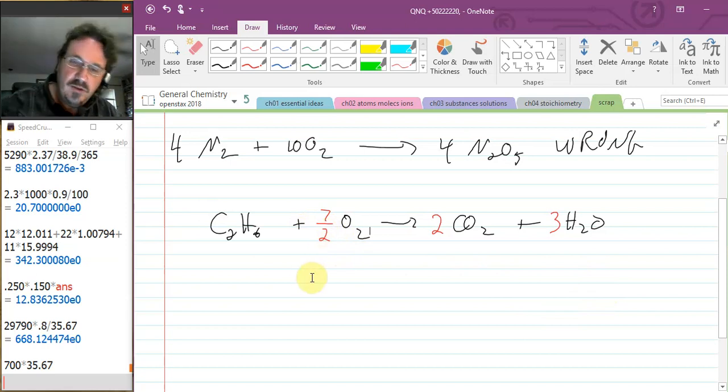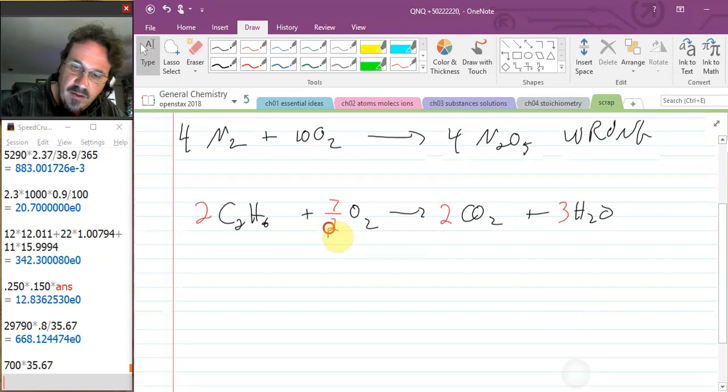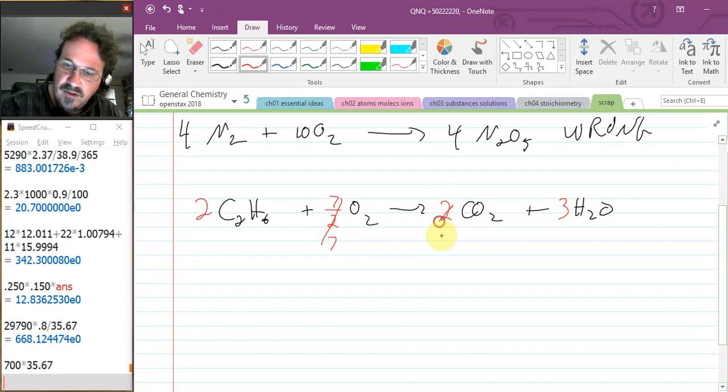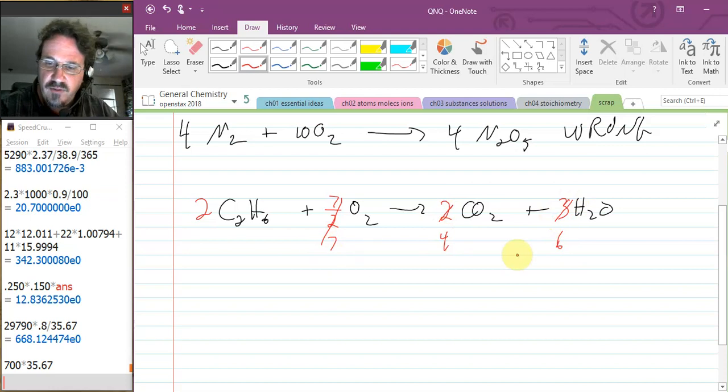All right, what if I do that? Let's see, I would get a 2 out in here. This would now become a 7. This is now a 4, and this is now a 6. So I got a 2, 7, 4, 6, and that's the lowest whole number ratio.